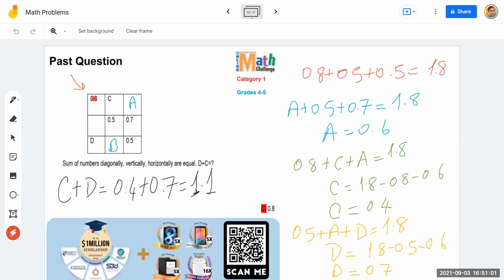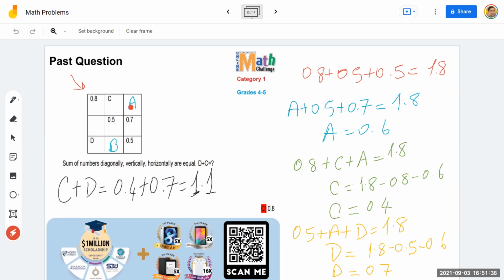So what we are going to do is, if you check carefully, all the squares here are given, so we can calculate what the total is. Total is 1.8. After that, since they have all equal sums, here 2 of them are given, 1 is not given, so we can calculate what A is. So A comes 0.6. After we get A, and we already have 0.8, we can find C. So 0.8 plus C plus A, which is 0.6, equals 1.8.